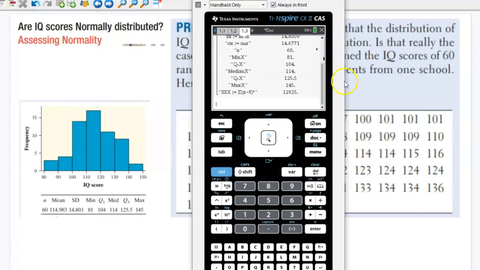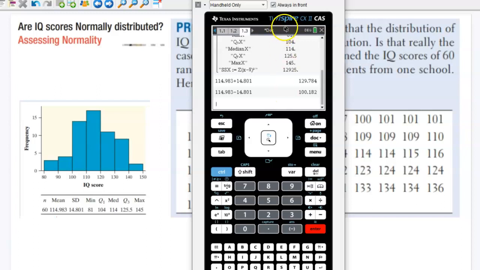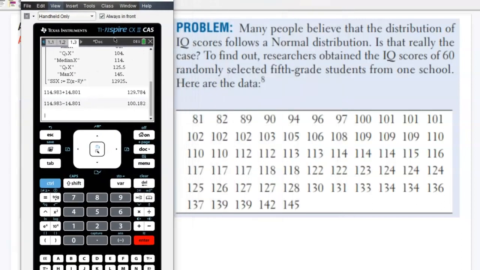To check that, I'm going to type in our mean, which was 114.983 from the chart there, plus 14.801, our standard deviation, and then minus that as well. So we're going to subtract that to get our 2 numbers. So we get 129.784 and 100.182.